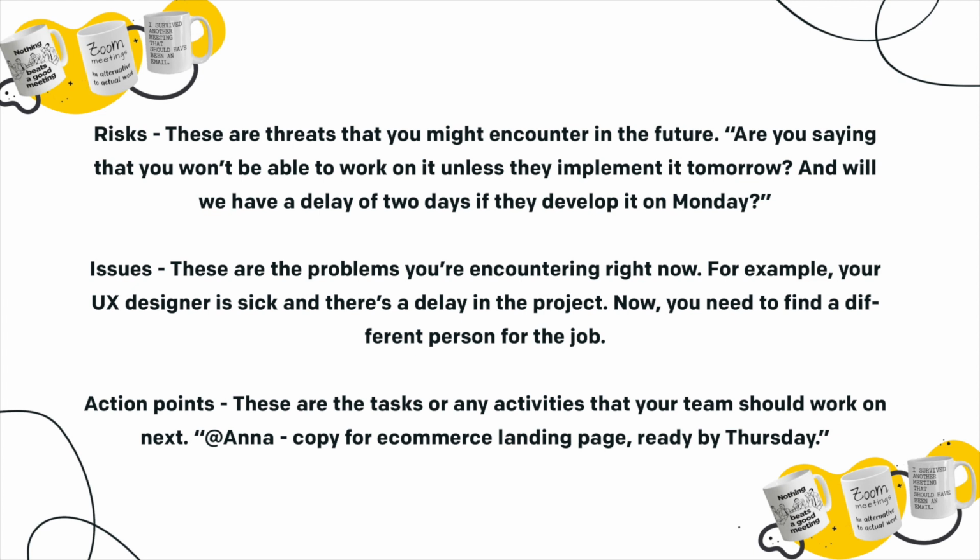Number 2, issues. These are the problems you're encountering right now. For example, your UX designer is sick and there's a delay in the project. Now you need to find a different person for the job. Number 3, action points. These are the tasks or any activities that your team should work on next. Add to Anna, copy for e-commerce landing page, ready by Thursday.